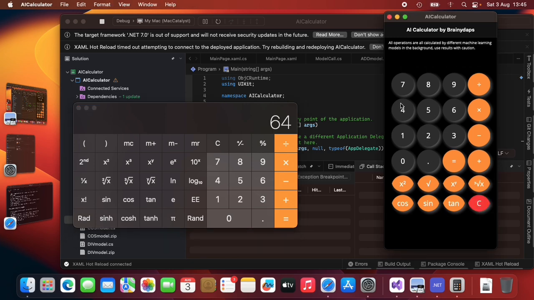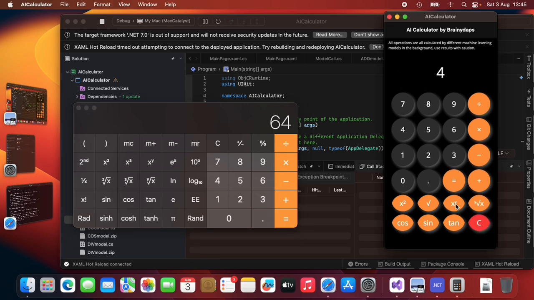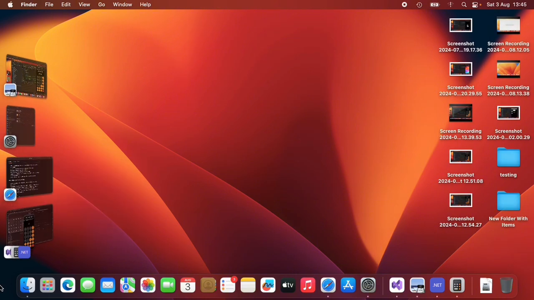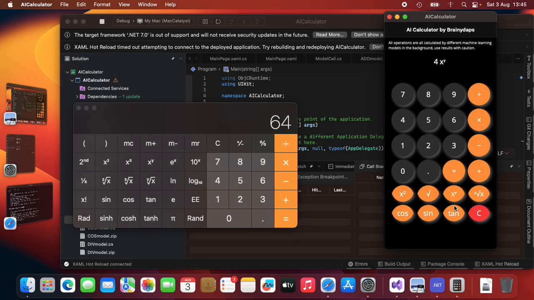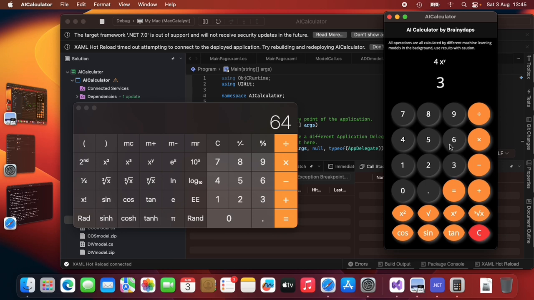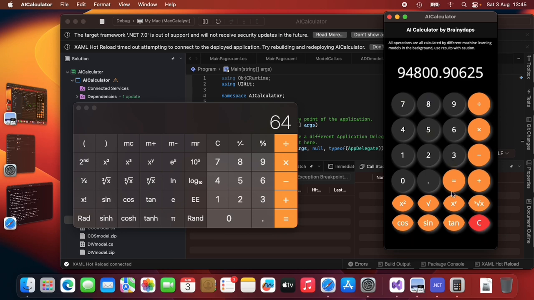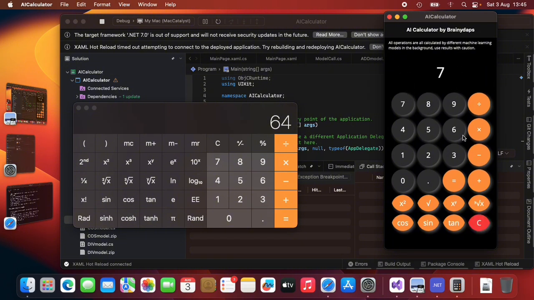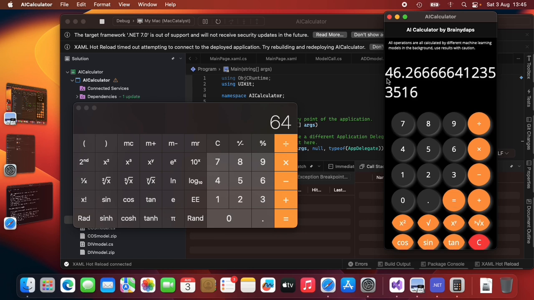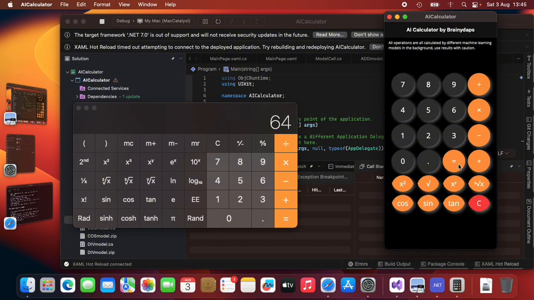4 raised to power 3. Okay, that was way off. That was way off from what I would expect. Now let's try something else. Let's try 7 squared. Okay, 7 squared is 49, but it gave us 46. That was very close enough.